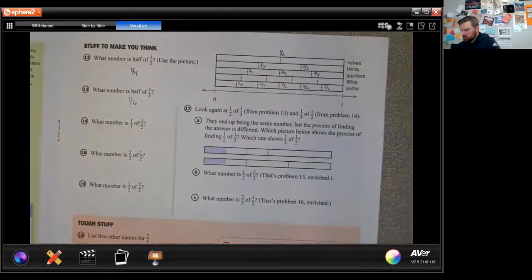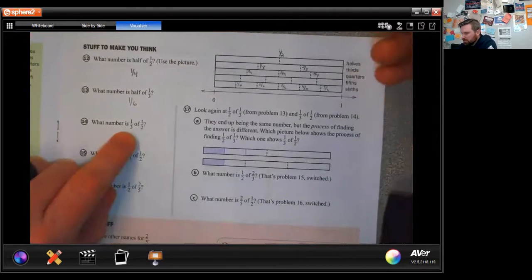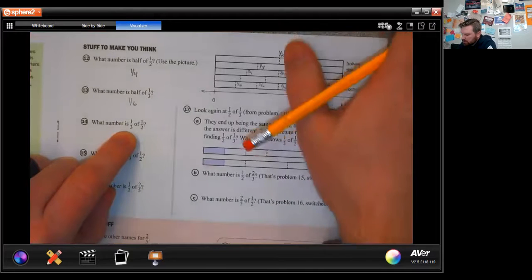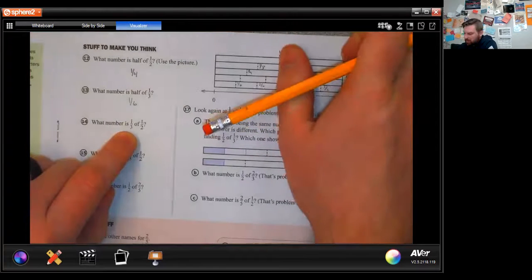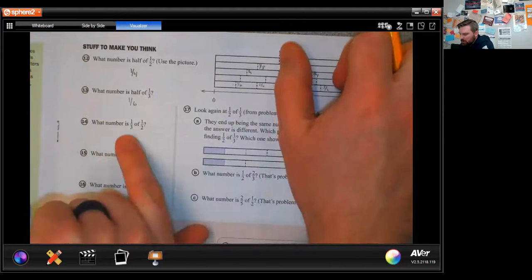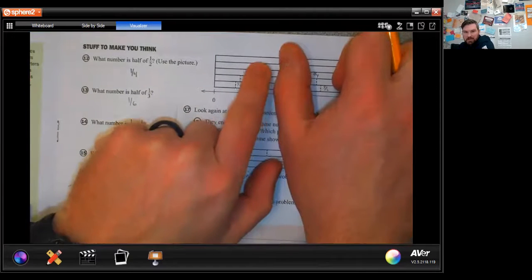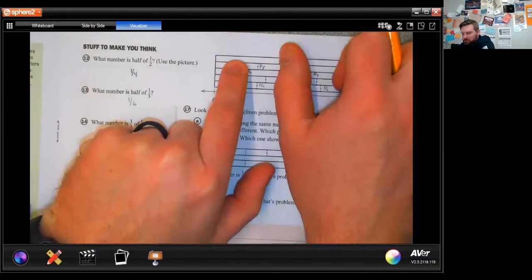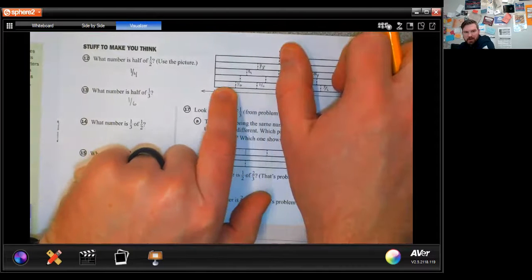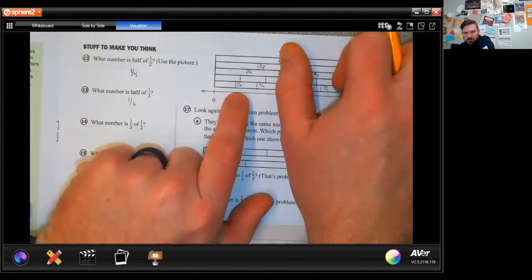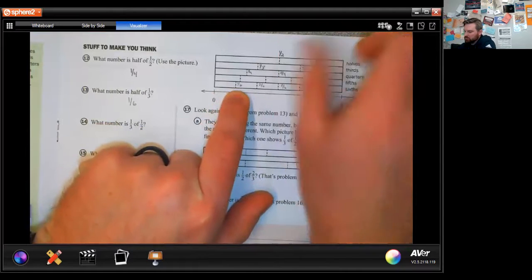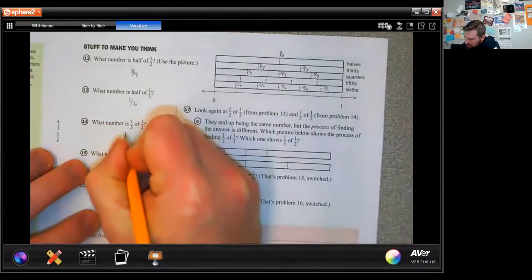What number is 1/3 of a half? Okay, so we're looking at this section of a half, and I want a third of it. So I'm breaking this gap into thirds. 1, 2, 3. Here's thirds, and I want the first third, which the first third of 1/2 is 1/6.